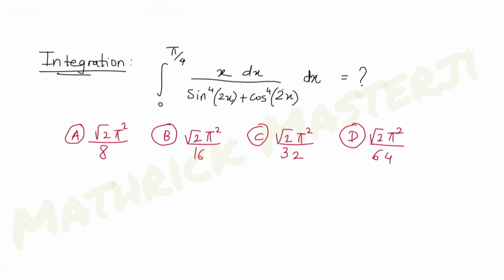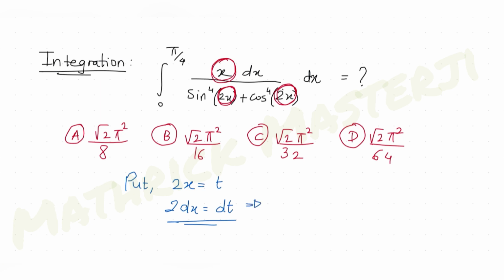So we have been given the question that we have to evaluate the value of this integral. Now, first of all, I can see in the numerator we have just x, but in the denominator we have 2x and 2x. So I can use the idea of substitution first, and let's substitute 2x as t. If I take the derivative, I get 2 dx equals dt. Once I have 2 dx equals dt, I can write dx as dt over 2. Let's see what my integral becomes.